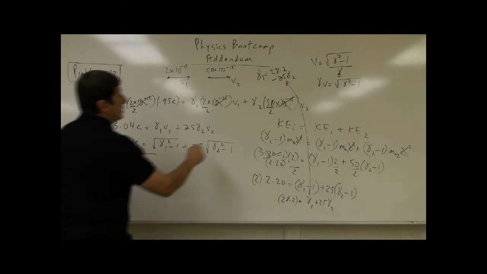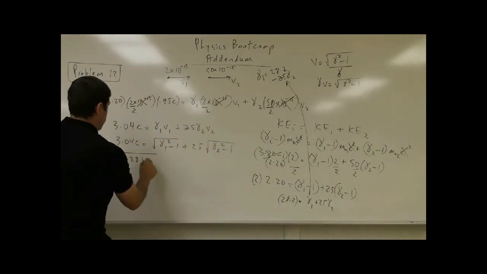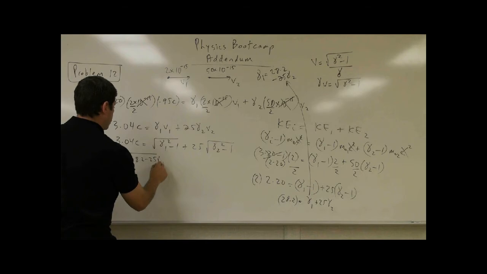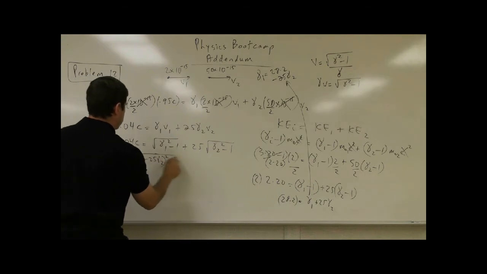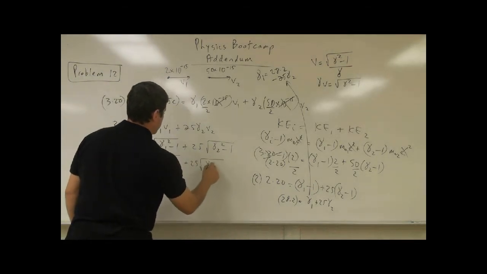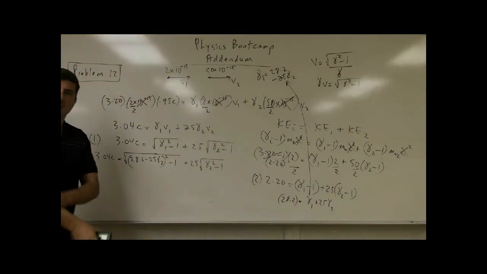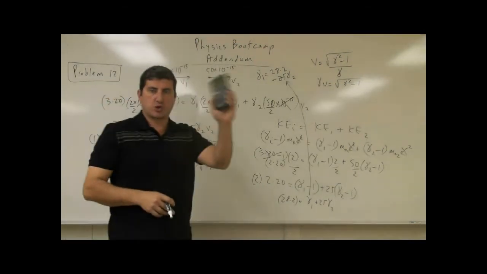square root of 28.2 minus 25 gamma 2 squared minus 1 plus 25 square root of gamma 2 squared minus 1. Okay? The rest of this again is a good time to use the solver.